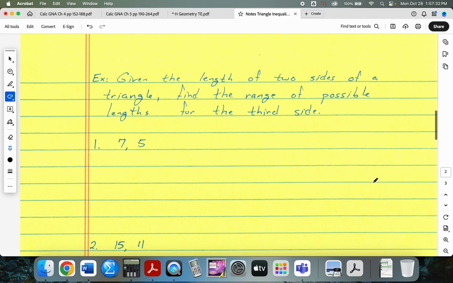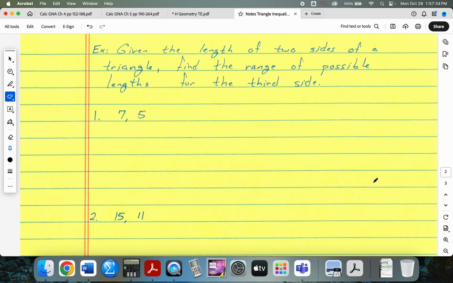All right, here's the second kind of question you'll be asked about these. It says, given the length of two sides of a triangle, find the range of possible lengths of the third side. In other words, what's the smallest the third side could be, and what's the biggest the third side could be?